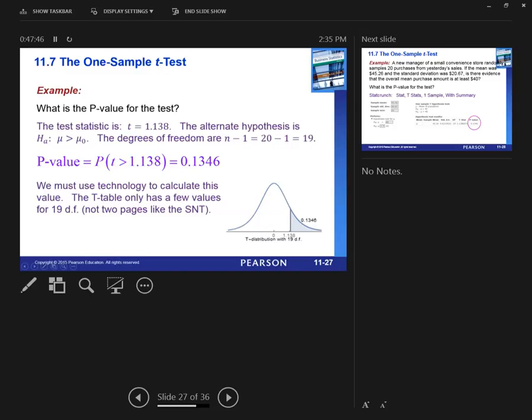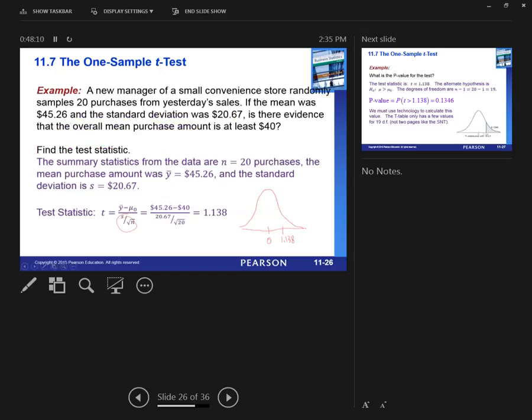Here's the thing: there's no table that has all the p-values for each degrees of freedom, so we have to use technology. We haven't found it yet, but I'm going to show you how. That t has the t distribution, with n minus 1, which is 19, since n is 20. There's 20 people. So it has 19 degrees of freedom.